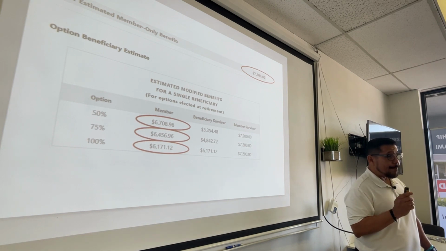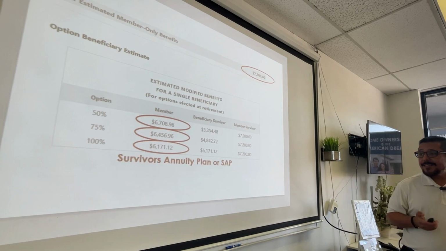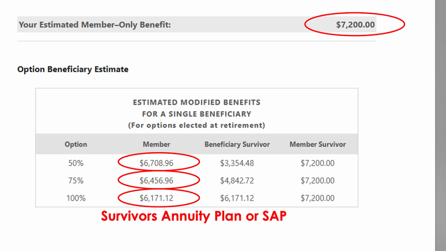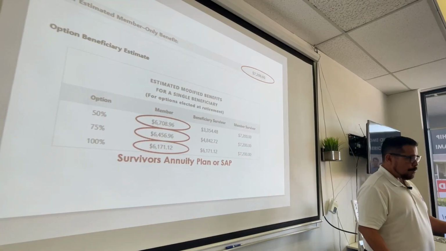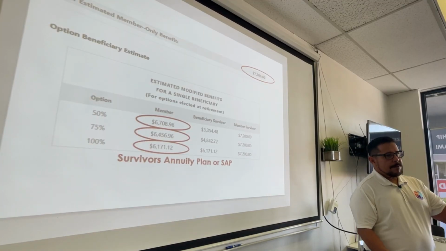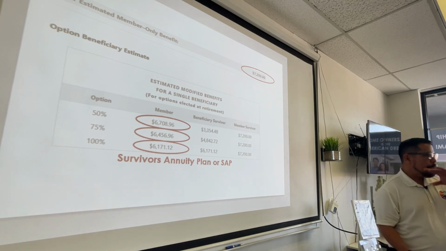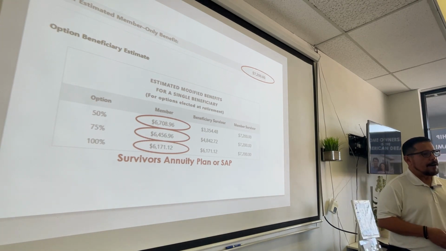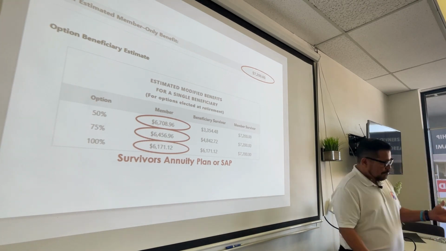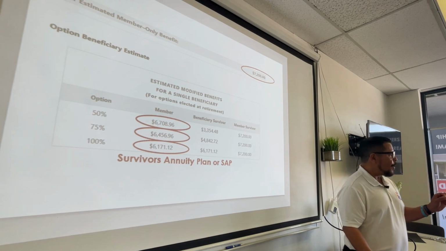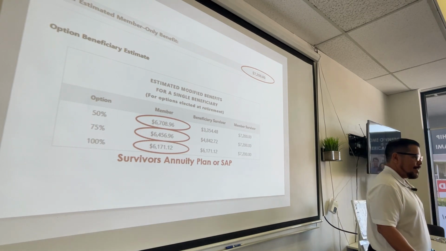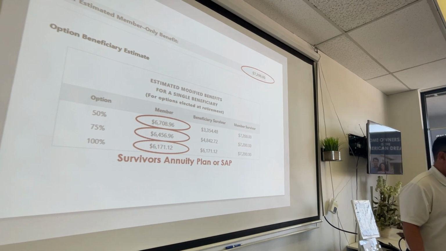Now, this is the terminology you have to get down. This is called a survivor's annuity plan, an SAP. This is throughout the pension world. Doesn't matter whether it's federal, state, anybody that's receiving a pension, this is a term that's called a survivor's annuity plan. And what is that? Sort of, okay, the term I'm looking for, it's a form of life insurance that CalSTRS provides, okay?